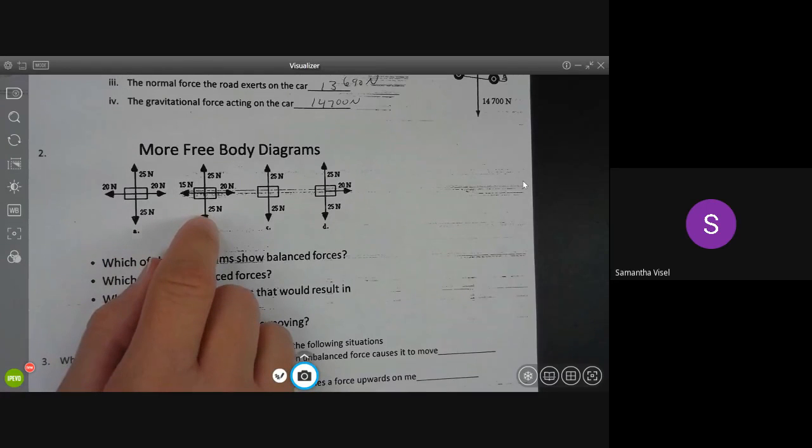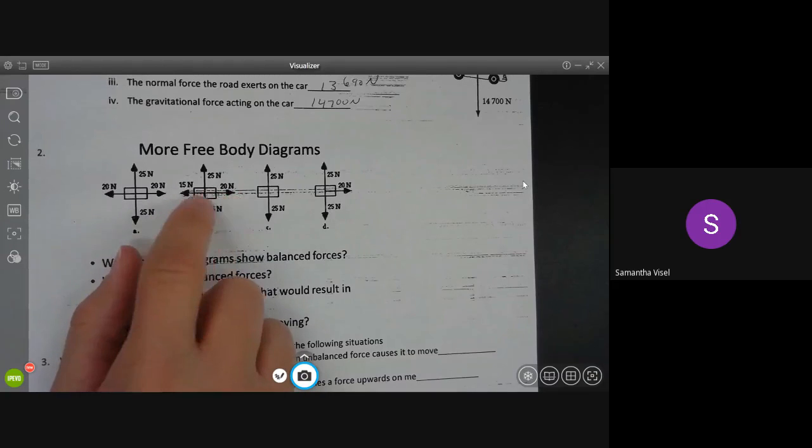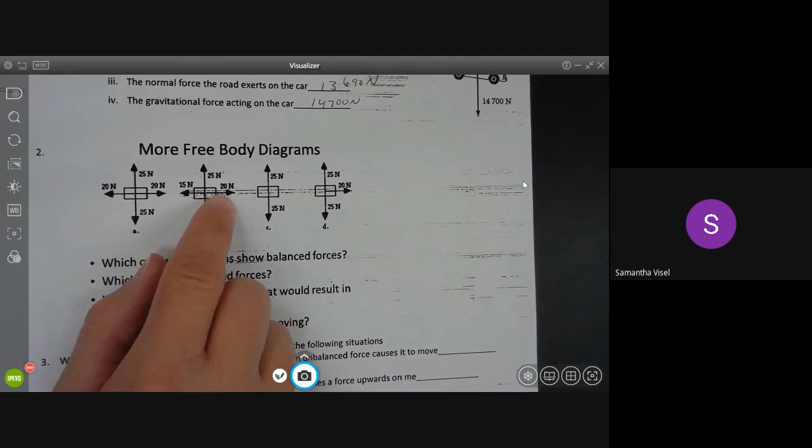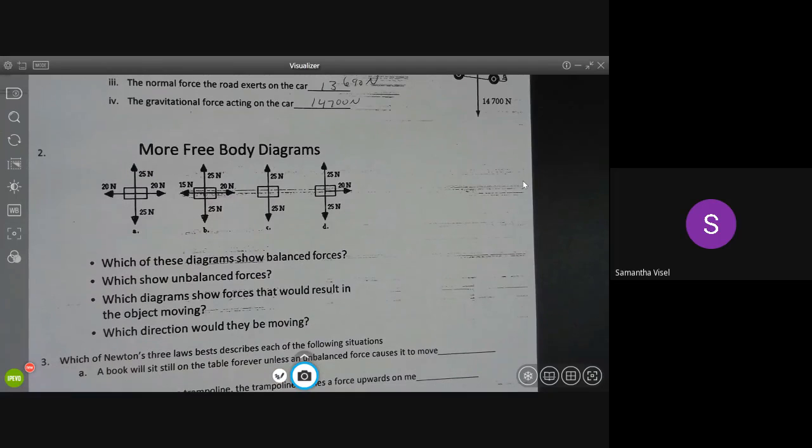Here, vertically, equal in size, opposite in direction, so they cancel. So this wouldn't move up or down. However, these two are not equal in size. They are opposite in direction, so they are going to cancel out a little bit. So 20 minus 15 leaves me 5 left over. And on which side? Whatever side's bigger, so on the 20 newton side. So this object would have a force on it of 5 newtons, and it would be moving in the rightward direction, since that's the direction of the unbalanced force, or what we call the net force.